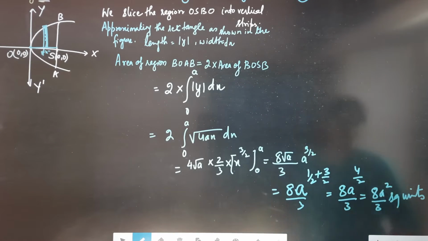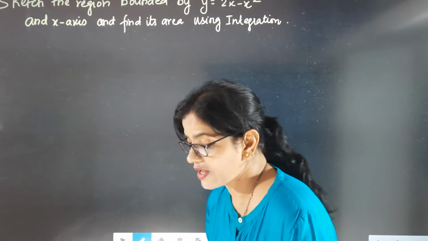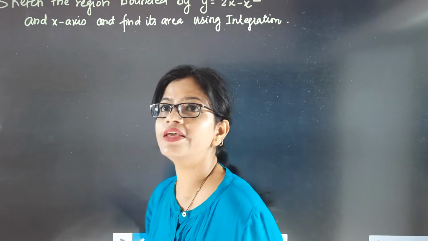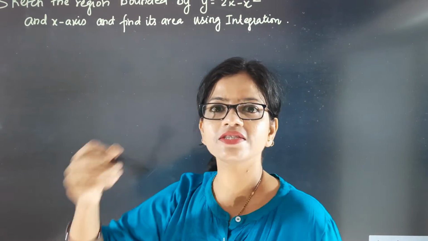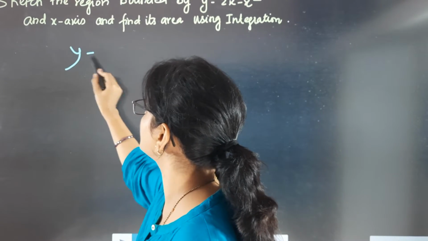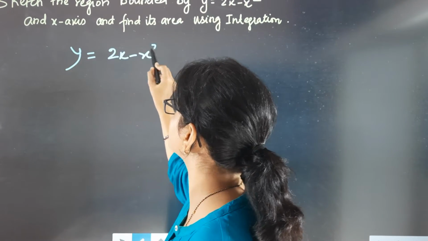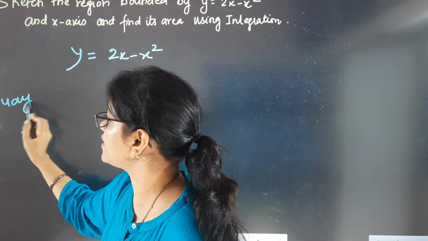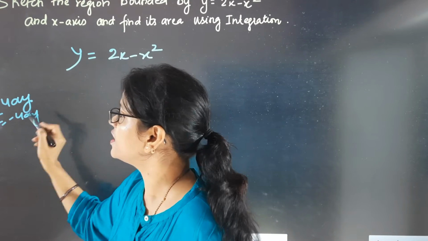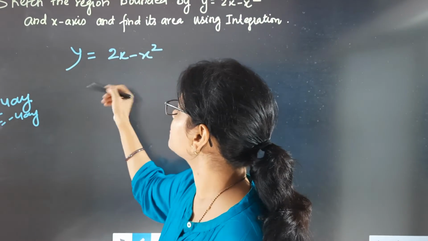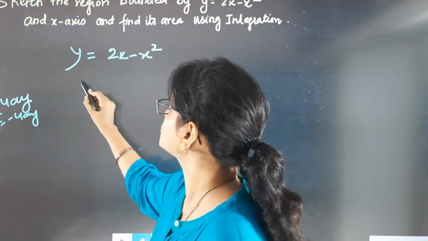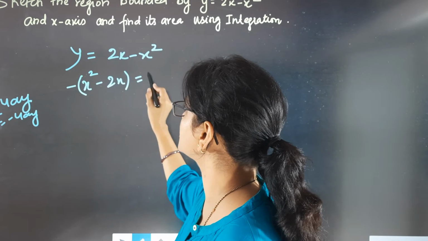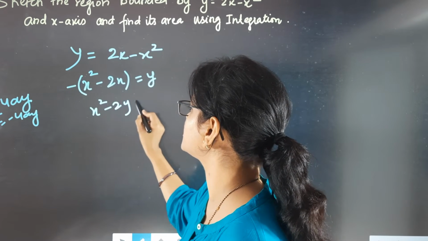Now one more question like this, a very easy question, we are going to see now, and in that question also a parabola question is there, but here the question given to you is y equal to 2x minus x square. So the equation of parabola is y is equal to this much. Now you already know x square equal to 4ay or x square equal to minus 4ay. If I take this equation and write it, taking minus common, it can be written as x square minus 2x equal to minus y.